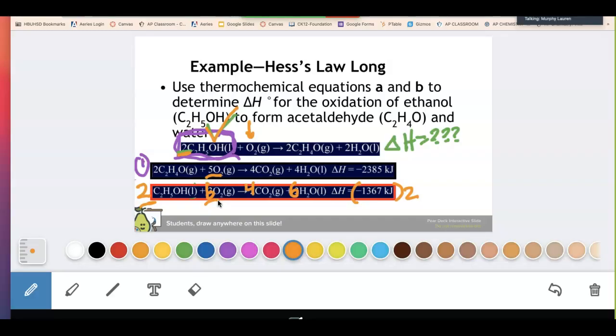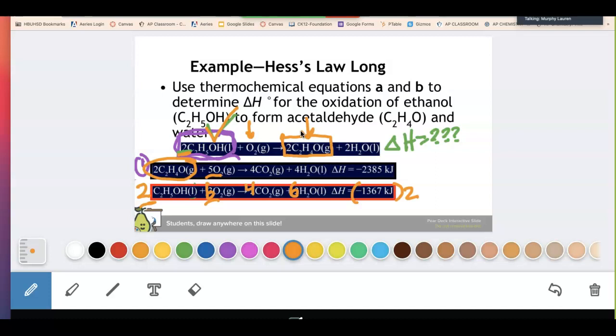Next species. This guy's name is acetaldehyde. You don't need to know that, but there it is. C2H4O. Which equation is it in? The first one, right? Do you see it? It is right here. Okay, but there's a problem. Acetaldehyde right here is a product. It is not a product in equation 1. It's a reactant.